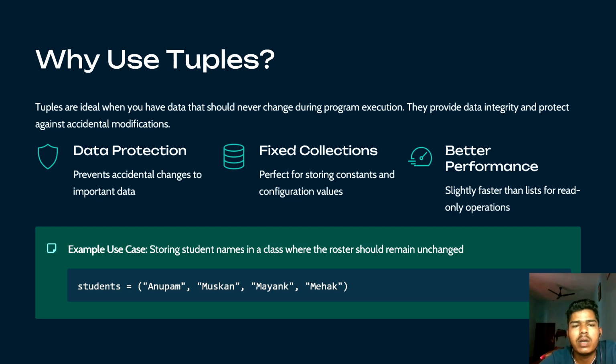Why we use tuples? Tuples are ideal when you have data that should never change during program execution. They provide data integrity and protect against accidental modifications. So first one is data protection. It prevents accidental changes to important data. Okay. Second one is fixed collections. Perfect for storing constants and configuration values. So the third one is better performance. It's slightly faster than lists for read-only operations. Example like storing student names in a class where the roster should remain unchanged. Student is equal to Anupam, Muskan, Mayank, Mehak. Okay.